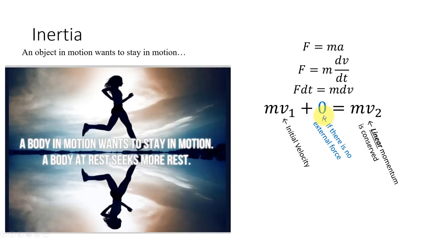One more. If your impulse, F dt, is 0, then you say that your inertia is conserved, your linear momentum is conserved. So the starting velocity is the same as the ending velocity, and this is usually used to analyze systems of particles where you have internal forces and no external force.